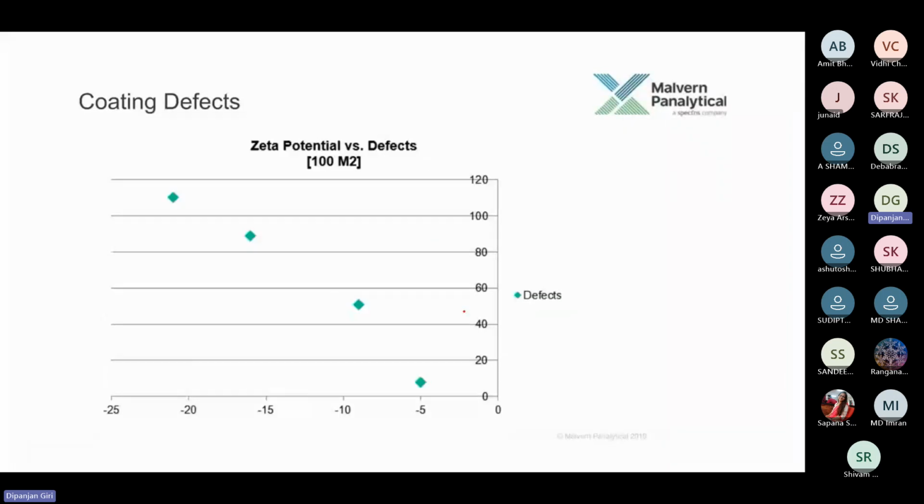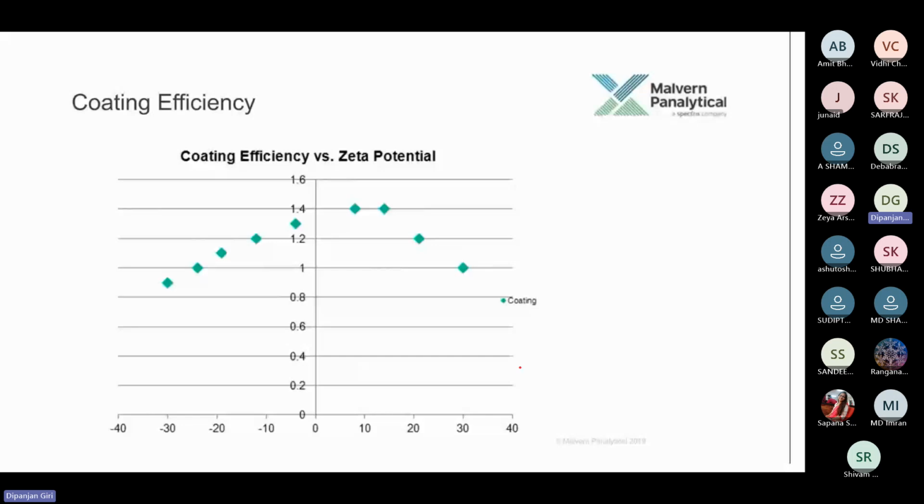The coating defects. Sorry. So the variation of the zeta potential with a coating defect is also studied to see fewer defects on the surface, and this is a coating efficiency measurement with the graph of the coating efficiency versus zeta potential.